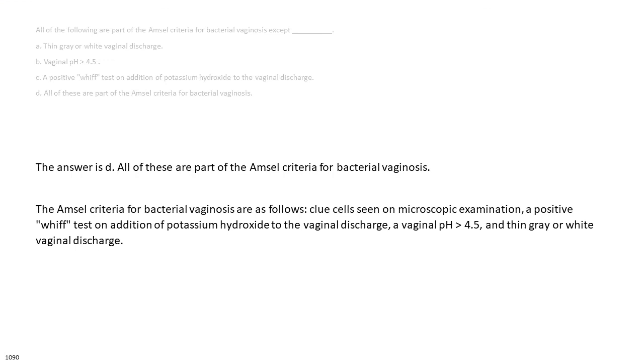The answer is D. All of these are part of the Amsel criteria for bacterial vaginosis. The Amsel criteria for bacterial vaginosis are as follows: clue cells seen on microscopic examination, a positive whiff test on addition of potassium hydroxide to the vaginal discharge, a vaginal pH greater than 4.5, and thin gray or white vaginal discharge.